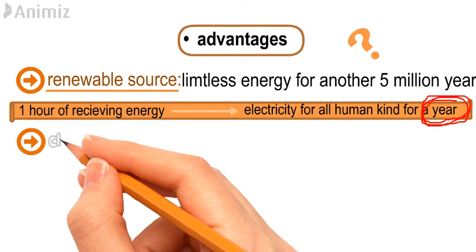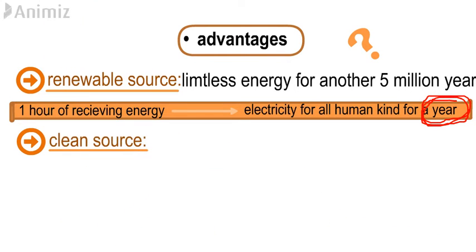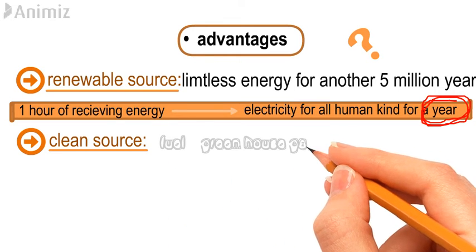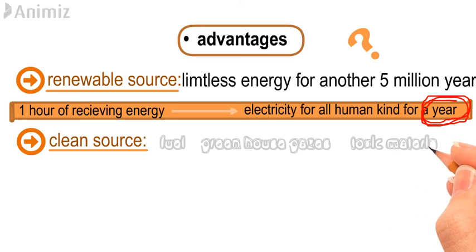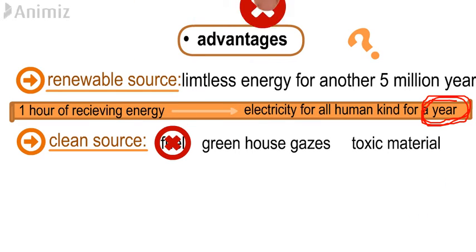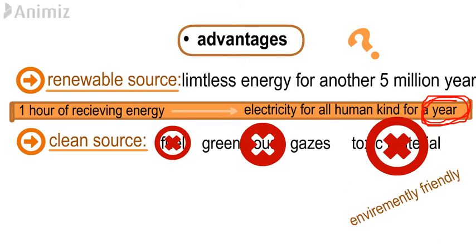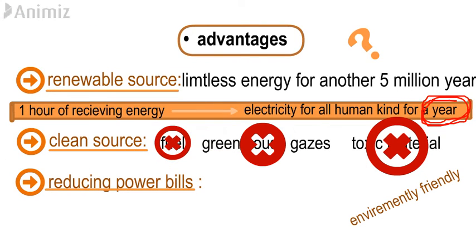The second positive point is that solar energy is a clean source. That means the solar technology equipment doesn't need fuel to work. It also doesn't emit greenhouse gases or toxic material, so we can say it is environmentally friendly. Homeowners or business owners that use solar panels can produce excess electricity, which makes them capable of selling energy back to the electrical provider, reducing or even eliminating power bills.